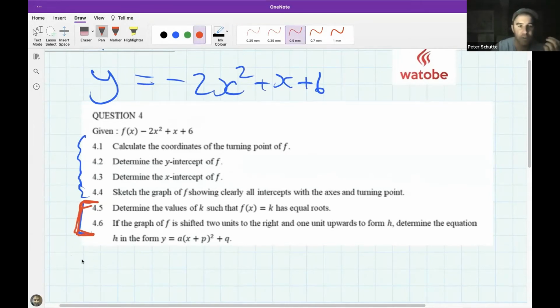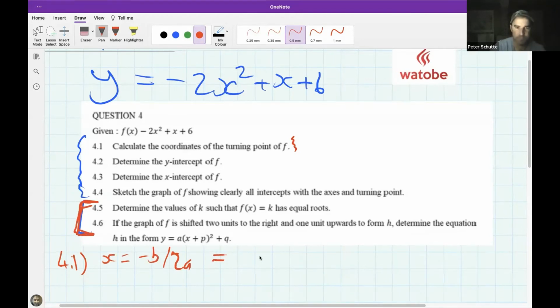The difference here is it's not a 5-step process like we did before. It's actually asking you to find the turning point at the very beginning, so you have to start with that. Yes, guys, we can do this. Let's go.